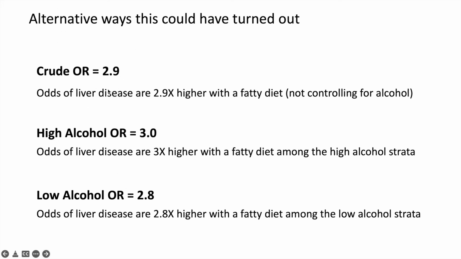If we found that the crude odds ratio, the high alcohol odds ratio, and the low alcohol odds ratio were all similar, that would be an indication that there's no confounding happening. Alcohol is not really influencing this relationship. And in the more extreme example, if we found that these two differed from the crude odds ratio, but they were very different from each other, that's an indication that there might be effect modification or interaction, where alcohol consumption and fatty diet have a synergistic effect. So that's what you'd look for when doing this analysis.